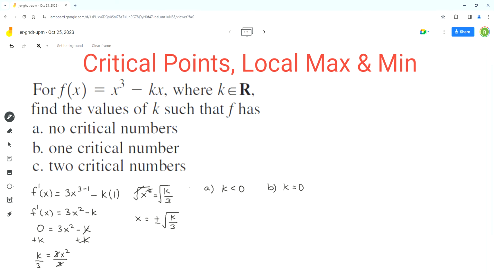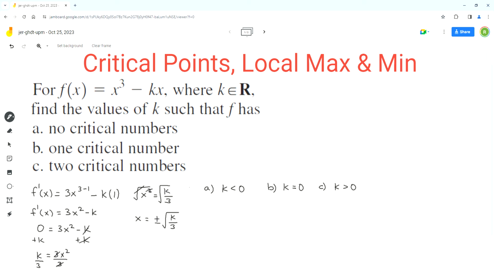So now we can analyze part C. The function should have two critical numbers. For that, if the k value is greater than 0, a positive number, then we'll have two x values, one with a plus sign and the other one with the negative sign. So the k values that will give us two critical numbers are k greater than 0. So this should be the final answer for this problem.